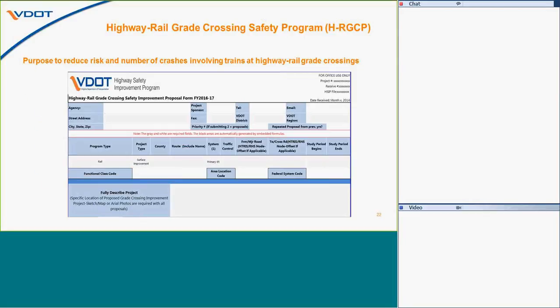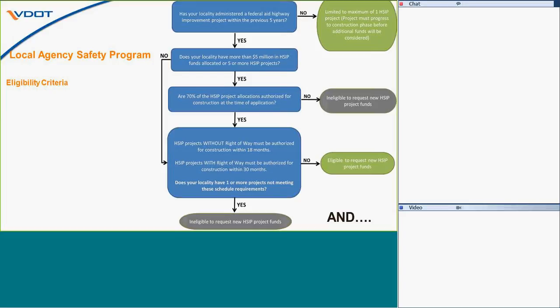This form, again, this is just a brief introduction to that, the purpose of the Highway Rail Grade Crossing Safety Program form is to reduce risk and number of crashes involving highway rail grade crossings. And again, this is a risk-based form, very similar to the bicycle and pedestrian form. And again, I invite you to look at the VDOT website for more information.